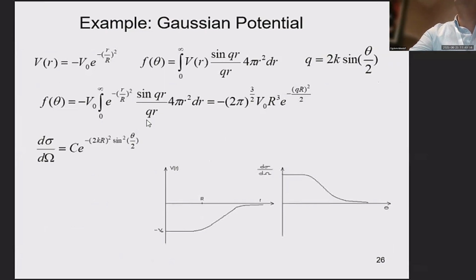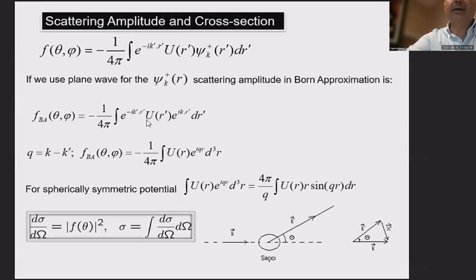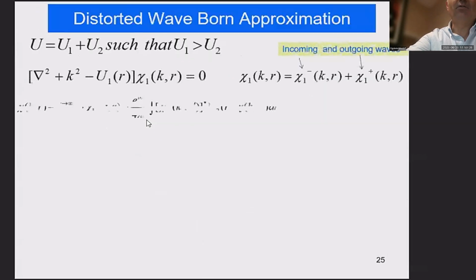Therefore, please solve this example. For example, we have a Yukawa-type or similar Gaussian potential. The scattering amplitude is very easy to find. There is this potential and a sine squared. We showed here how to obtain this for the elastic scattering case. I didn't show it, but probably it will be homework for you.